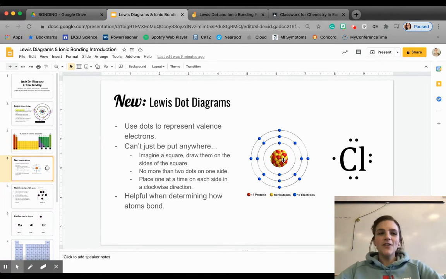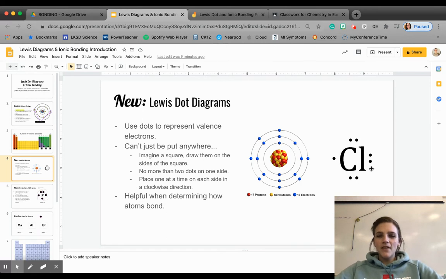Now imagine having to draw out this Bohr model if you wanted to simply talk about its valence electrons, right? It's kind of a pain. So we do these things called Lewis dot diagrams. We use dots to represent the valence electrons, and we arrange them around an element symbol, just like you see here, so that we can say very clearly and easily that chlorine has 7 valence electrons. It needs 1 more in order to be stable, right?